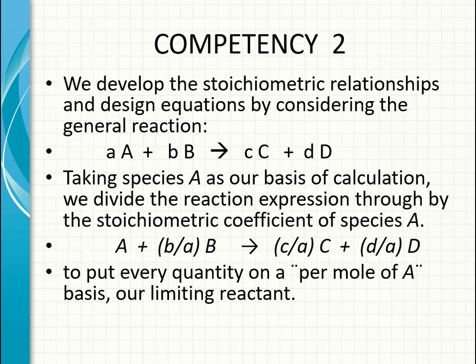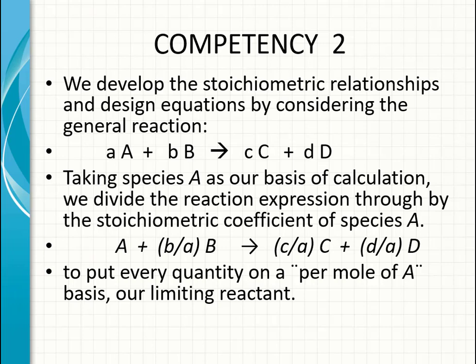We develop the stoichiometric relationships and design equations by considering the general equation aA plus bB gives us cC plus dD. The capital letters are the reactants and products, and the lowercase letters are the stoichiometric coefficients. Let's take species A as our basis of calculation.